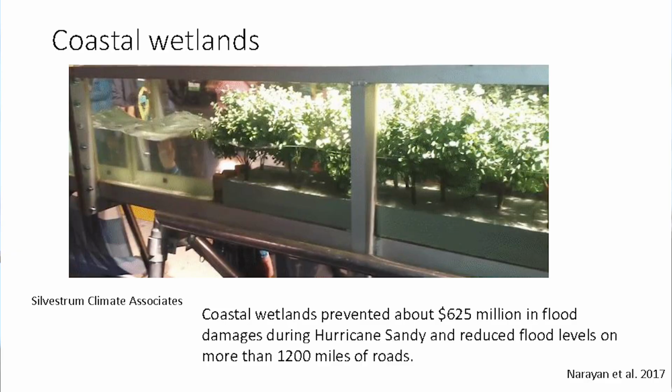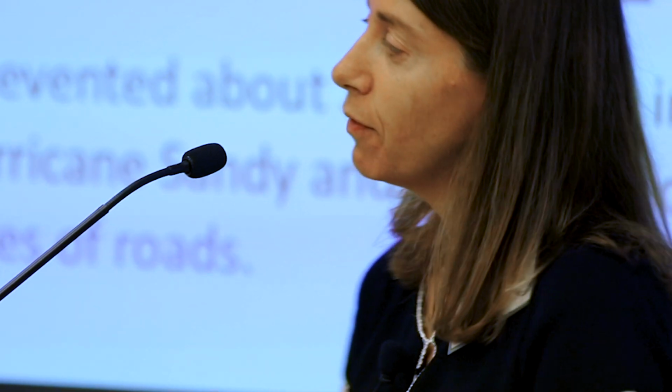A study by Narayan et al. in 2017 found that coastal wetlands prevented about $625 million in flood damages during Hurricane Sandy and reduced flood depth on more than 1,200 miles of roads. So they can have a significant impact, even if they're not as good as living shorelines. They have a very large extent.